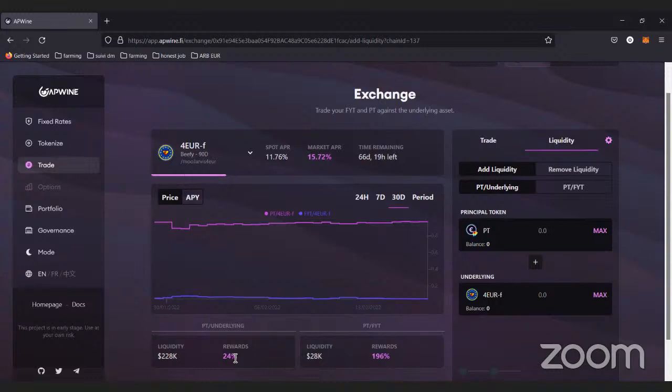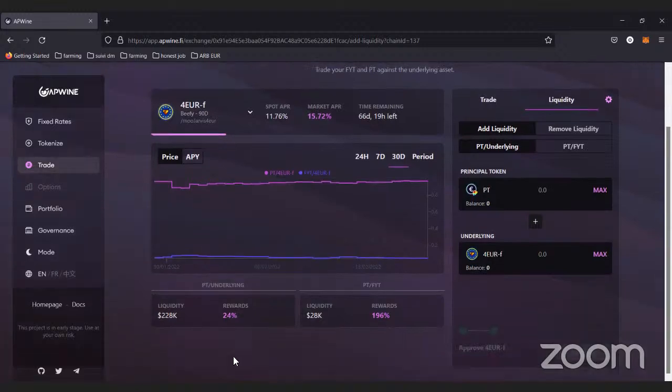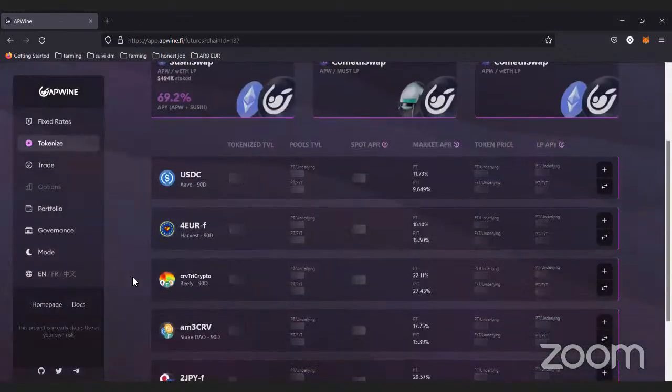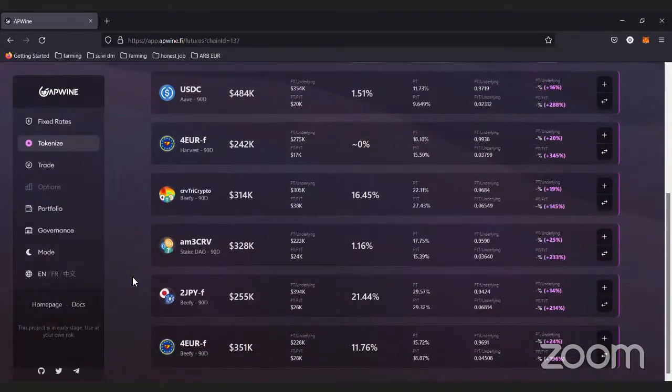So those are the different strategies that you can do on APWine. I know it sounds super complicated, but as soon as you understand the whole concept, you will see that there are many things that you can do.